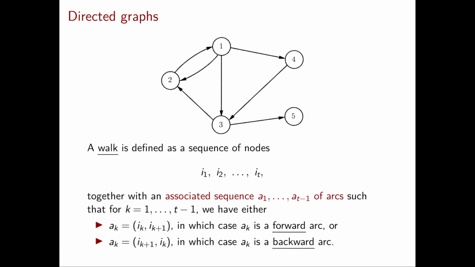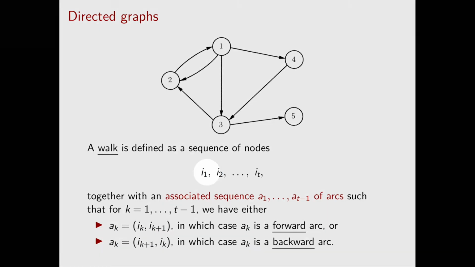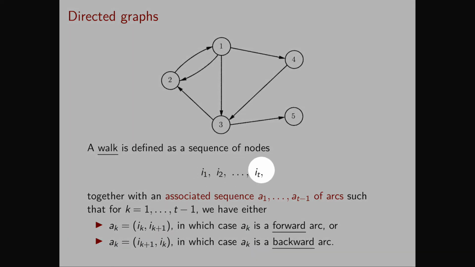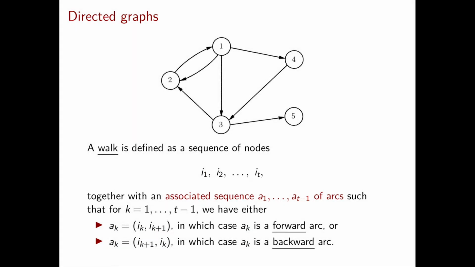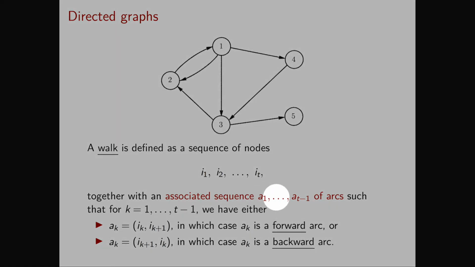Next, we define the concept of walk for directed graphs. A walk is defined as a sequence of nodes I1, I2 until IT, together with an associated sequence of arcs A1, A2 until AT-1.